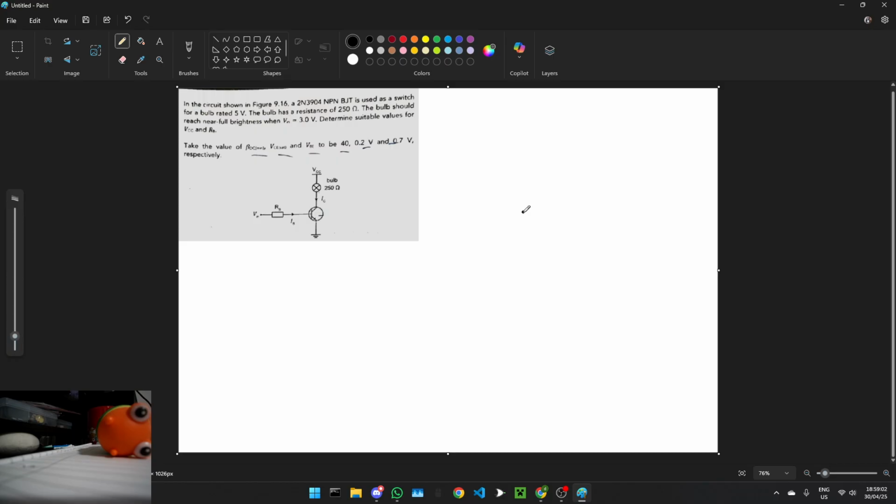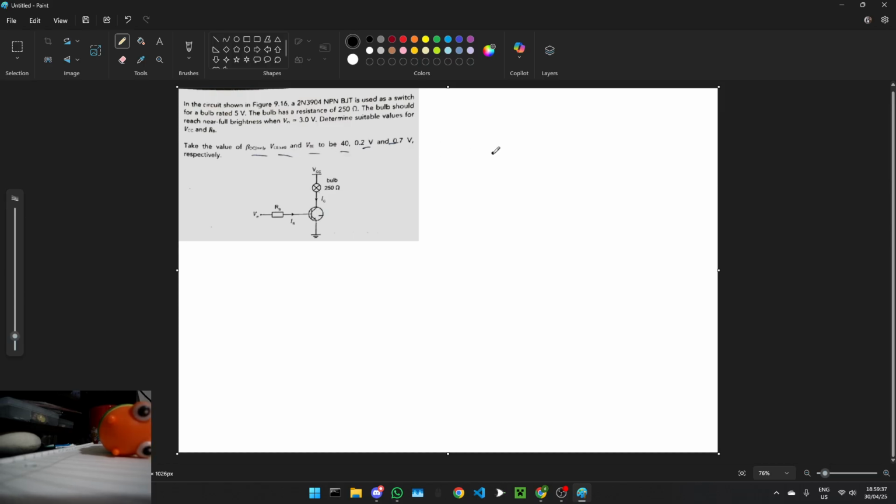In the circuit shown in this figure, an NPN BJT is used as a switch for a bulb rated at 5 volts. The bulb has a resistance of 250 ohms. The bulb should reach near full brightness when Vin, which is here, reaches 3 volts. Determine suitable values for VCC, which is here, and RB, this resistor. And then they give us some information about DC current gain, VCE saturation, and VBE.